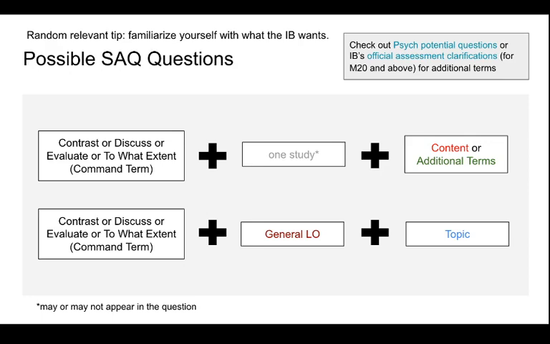So yeah, it's supposed to be outline, explain, and describe one study plus content or additional terms. If you're not sure what the new additional terms are, you can check out the links that I placed.